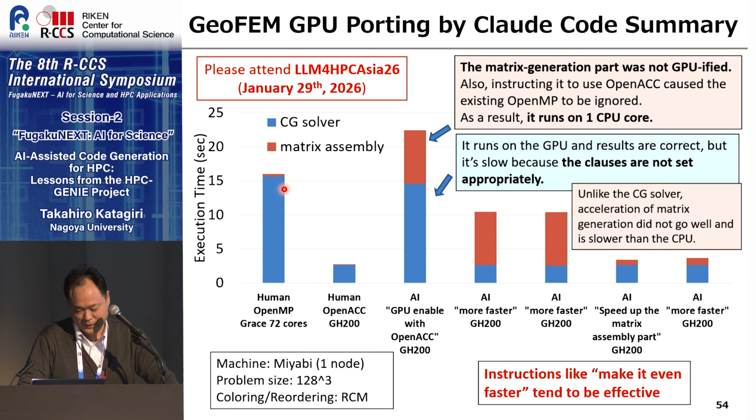This is the result. This is human-tuned OpenMP and human-tuned OpenACC, and this is AI generated. The point here is that, interestingly, the interaction like "make it even faster" is very effective. By setting this prompt, the AI writes very good code. Of course, the generated code is poorer than the human-optimized code, but it's very good news anyway. So please attend the LLM for HPC talk tomorrow, if you like.